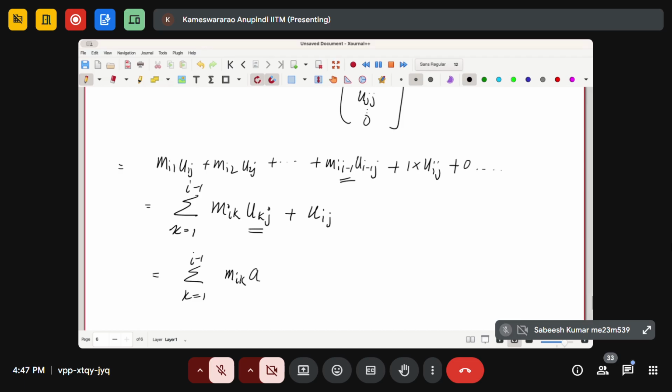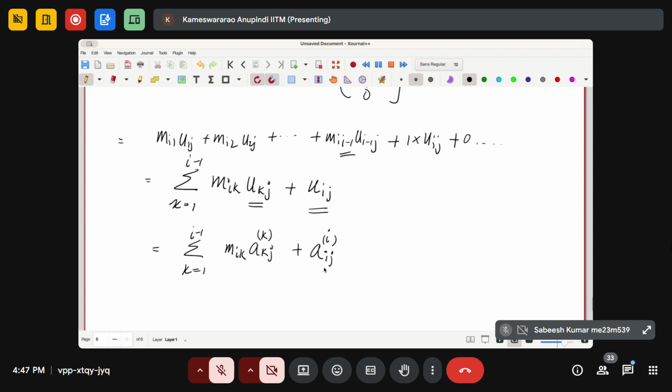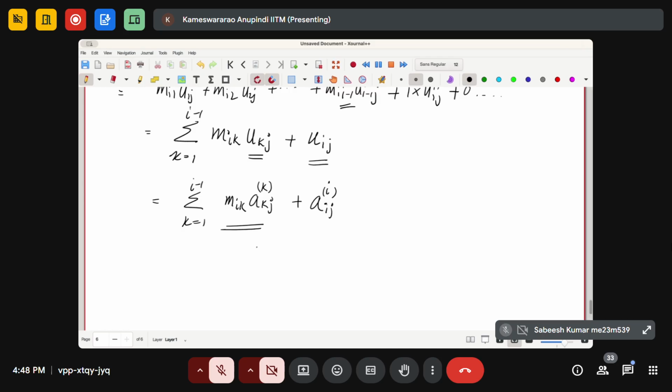where ukj is nothing but akj at the kth step, plus uij, which is nothing but aij at the ith step. According to our convention, if you're referring to a particular row, the u value of that row is nothing but the a value of that row at that ith step, after which it is not changed anymore. That's what I have. Again, if you go back to how we have updated, we have said aij at k plus 1 equals aij at k minus mik akj at k. This is what we have used in the row operations in Gaussian elimination.